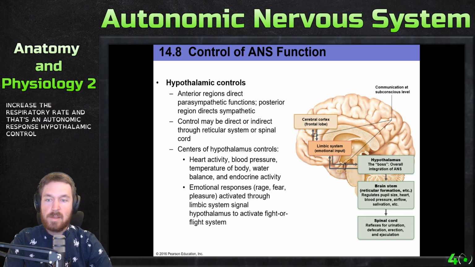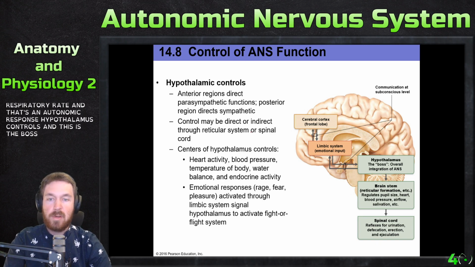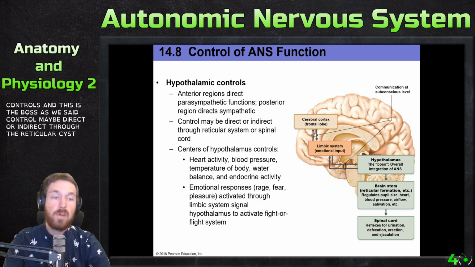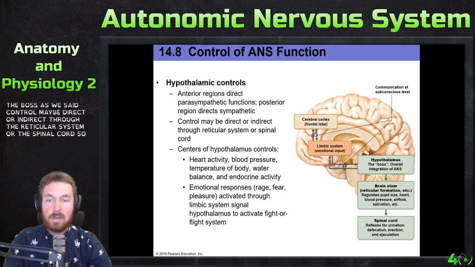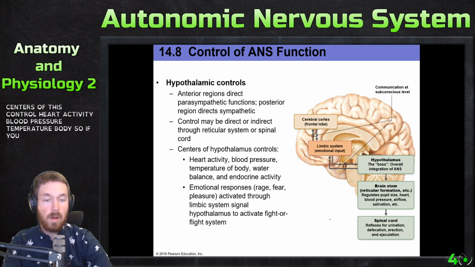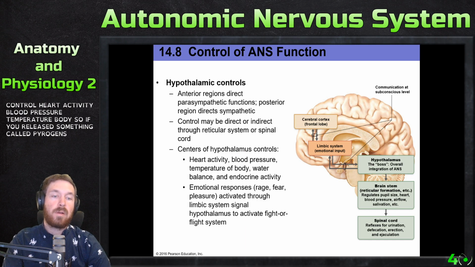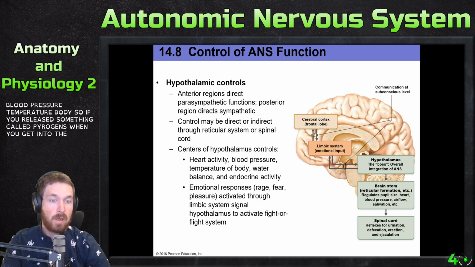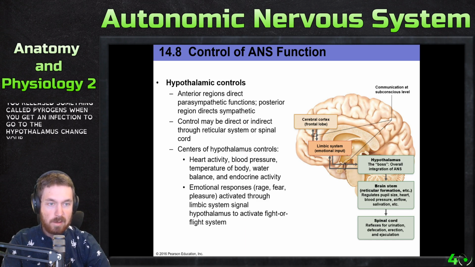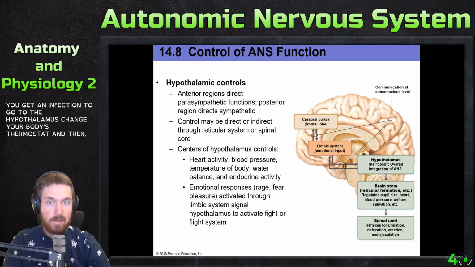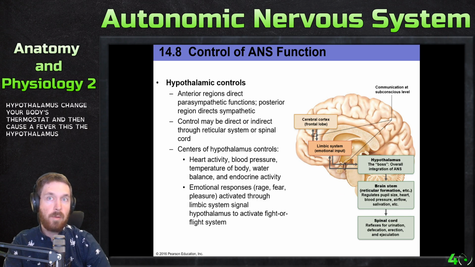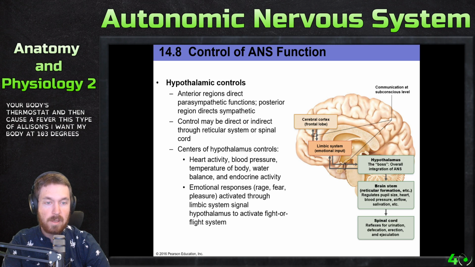Hypothalamic controls, again, this is the boss. As we said, control may be direct or indirect through the reticular system or the spinal cord. So centers of this control: heart activity, blood pressure, temperature of body. So if you release something called pyrogens, when you get an infection, they go to the hypothalamus, change your body's thermostat, and then cause a fever. The hypothalamus says, I want my body at 103 degrees Fahrenheit.